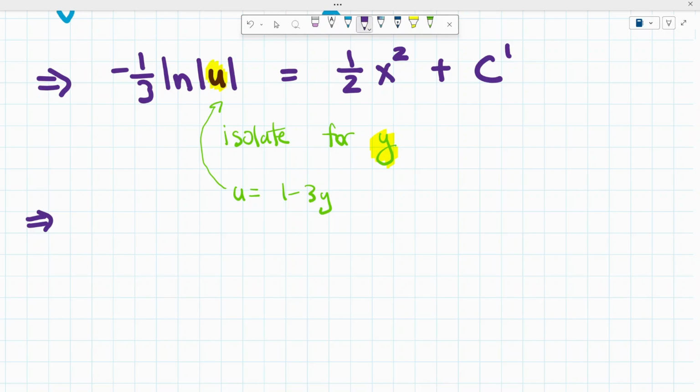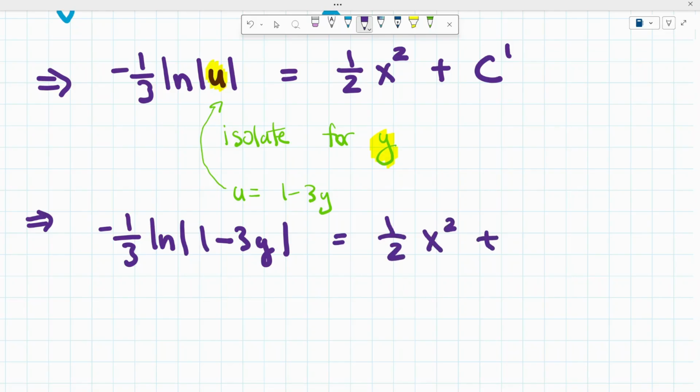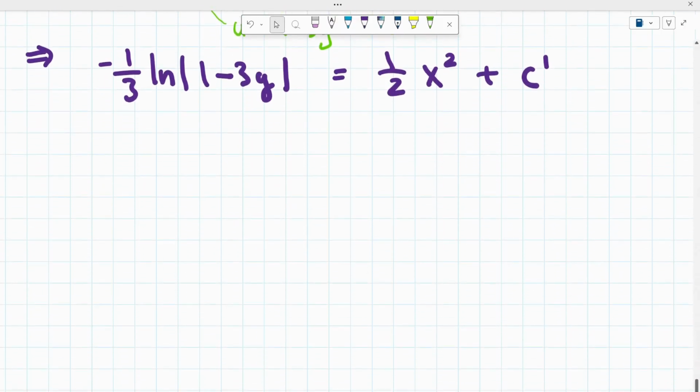So that means we have negative 1 over 3 ln |1 minus 3y| equals 1 over 2 x squared plus c prime. And again, this prime on the c does not indicate a derivative. It's just simply our notation for a constant, which we will be using throughout the rest of this example.